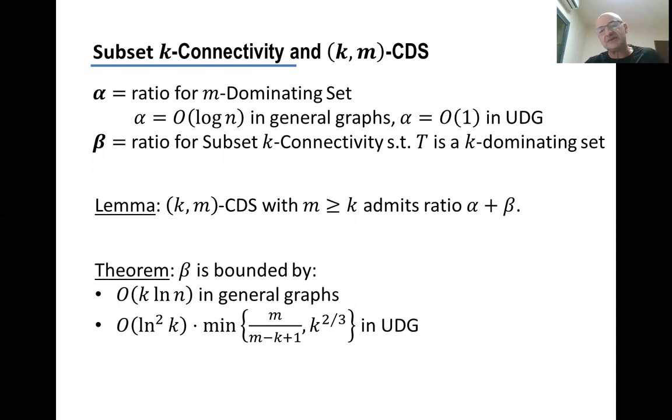So if you combine these two results, you see alpha is much lower compared to beta. So essentially the dominating ratio here is beta. And on beta, I prove the bounds that are needed. So from these two, you get the result.